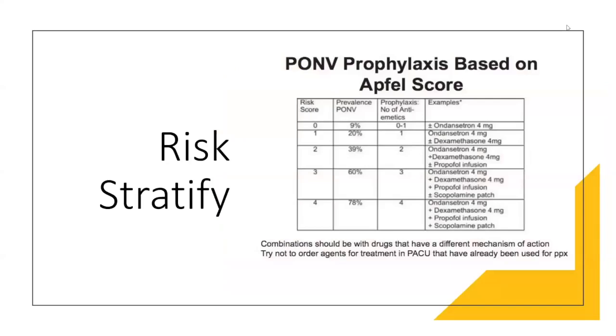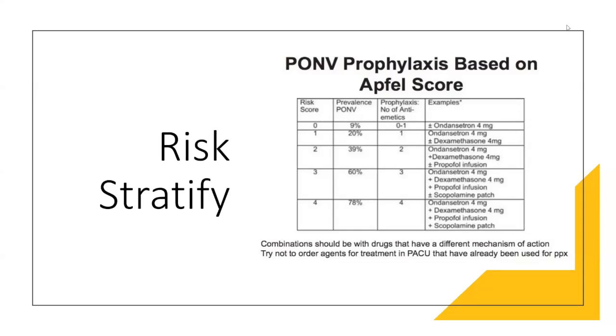And then risk stratifying these patients. This is based on the Apfel score that we covered in the previous slides. One risk factor puts you at about 20%, and in terms of prophylaxis you need about 1 antiemetic. So you can either give ondansetron or dexamethasone for these patients.